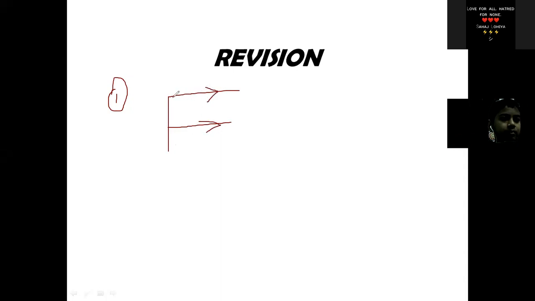Then suppose here is given angle x. If here is given x degree, and here is given another angle, y degree, what is the relation of these two angles in this figure? Corresponding angle. Their corresponding angle we know, but what is the relation that you can show here?